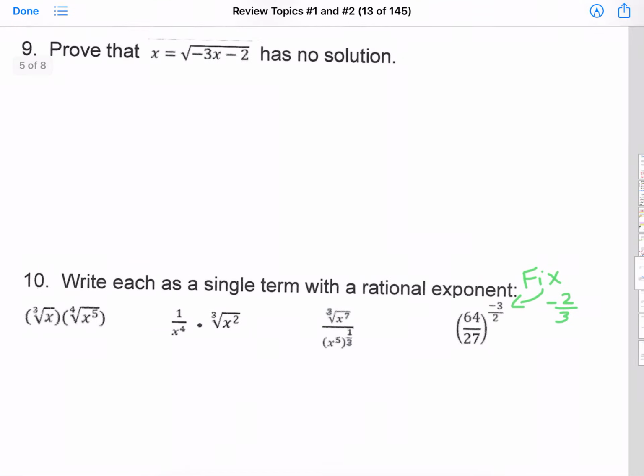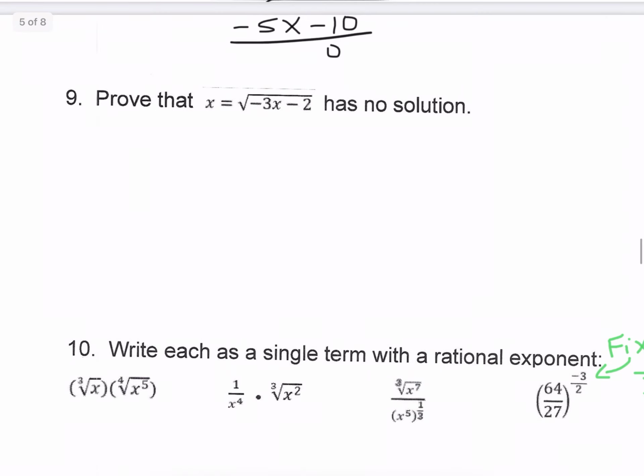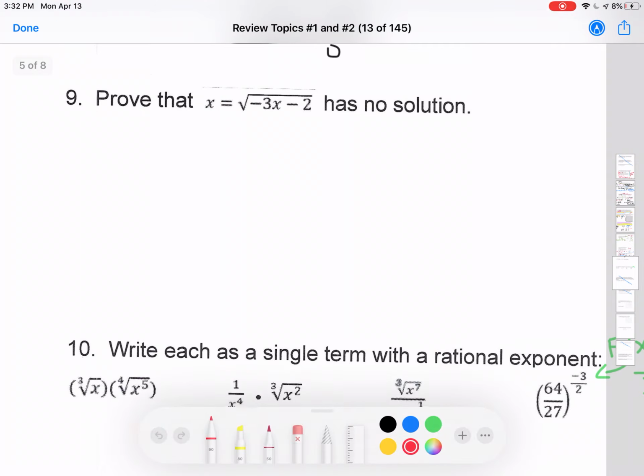We're all good at these questions, right? Radical equations. So let's isolate the radical, which we can tell already is isolated. And then we're going to square both sides. So I'm left with x squared equals negative 3x minus 2. It's a quadratic equation, so we want to set it equal to 0.